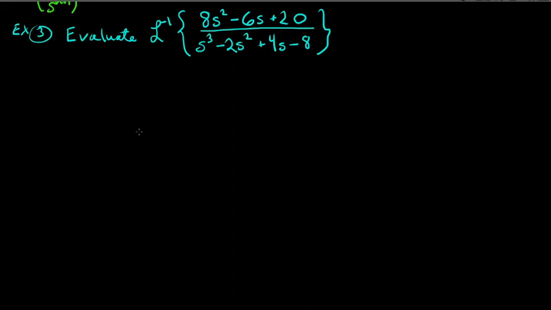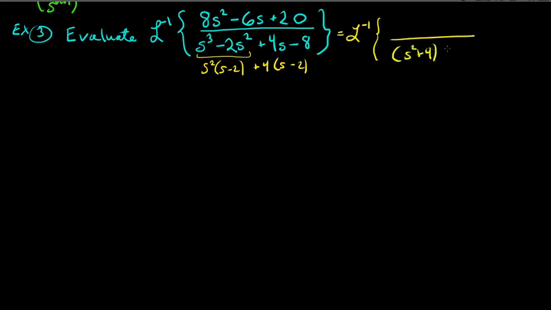So the first thing you might want to note here is that in the denominator, you take out the s squared and you get s minus 2. And here you take out the 4 and you get s minus 2. So the denominator factors as (s squared plus 4) times (s minus 2). Okay, and that's going to be very helpful to us.